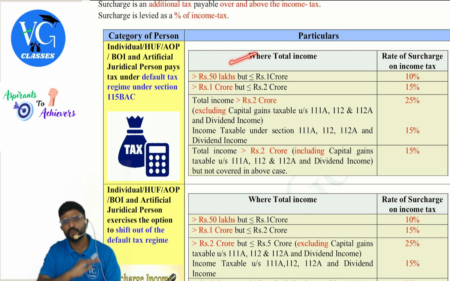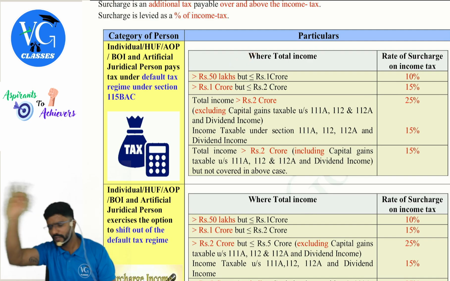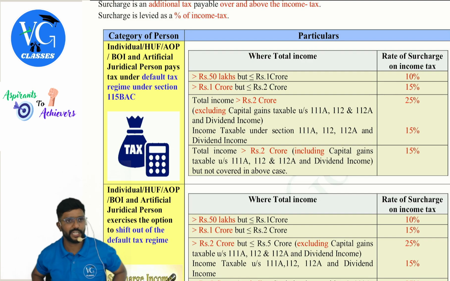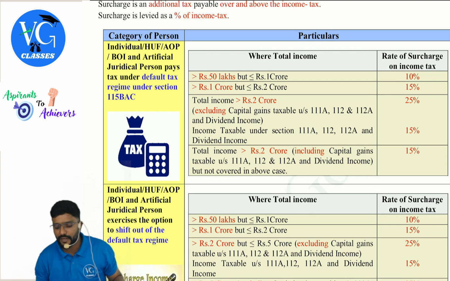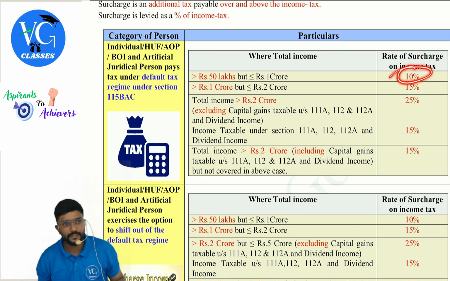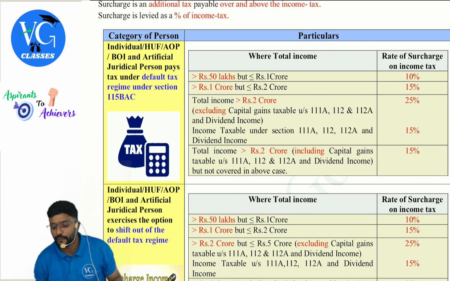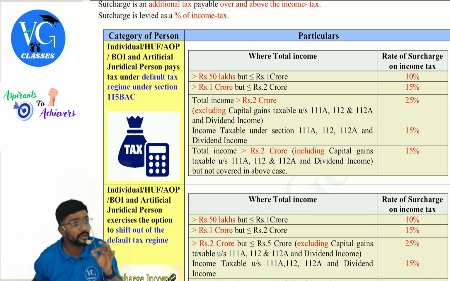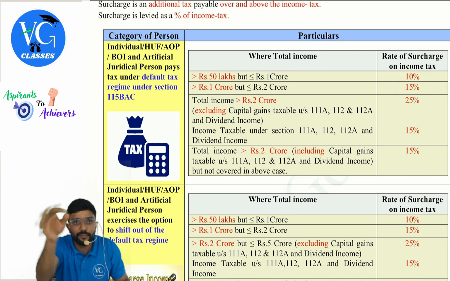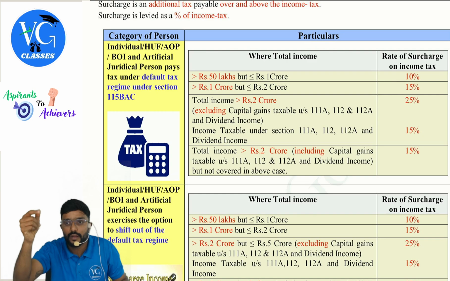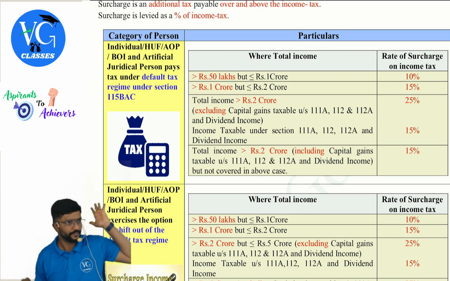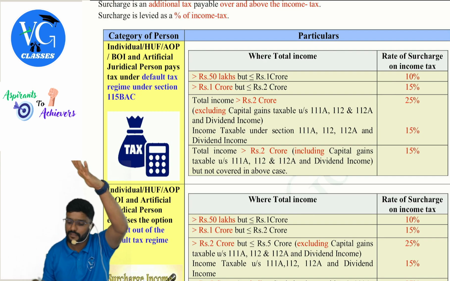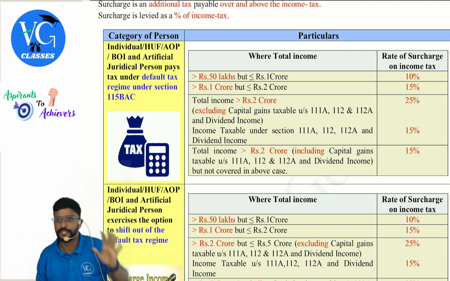Where the total income, including all the income, normal, special, everything, is up to 50 lakh, no surcharge. Clear, sir? If it is more than 50 lakh, up to 1 crore, 10%. More than 1 crore, up to 2 crore, 15%. Guys, this is not slab. Please be careful. Assume my total income is 1.5 crore. What is the surcharge rate? 15%. Not slab, straight away. Whatever is my gross tax, on that 15% is the surcharge.